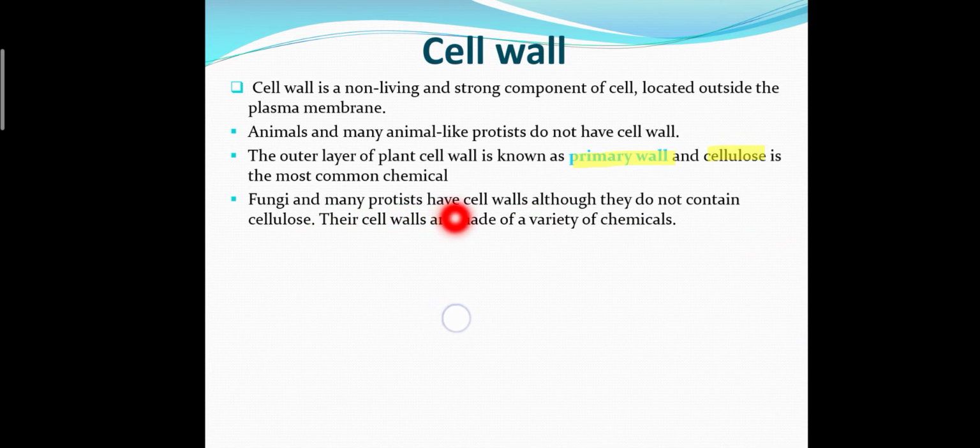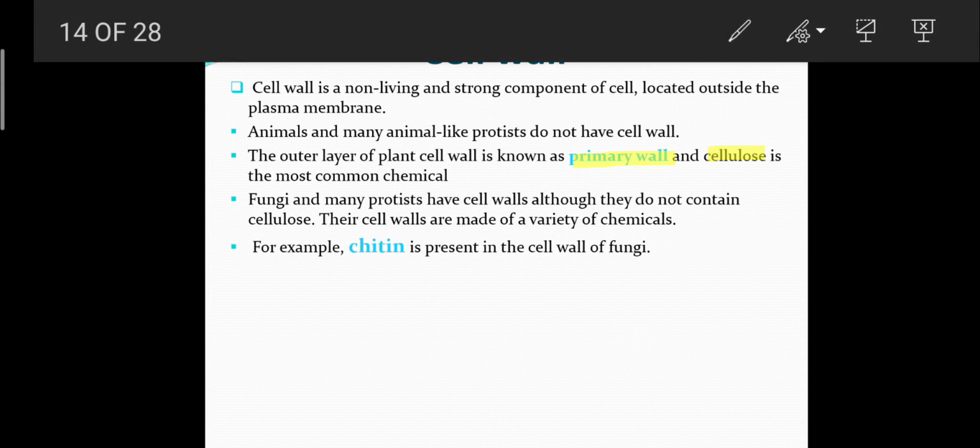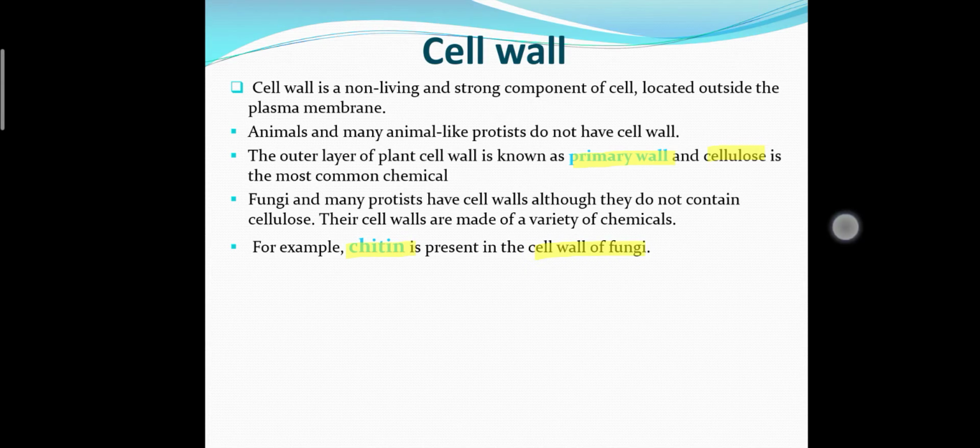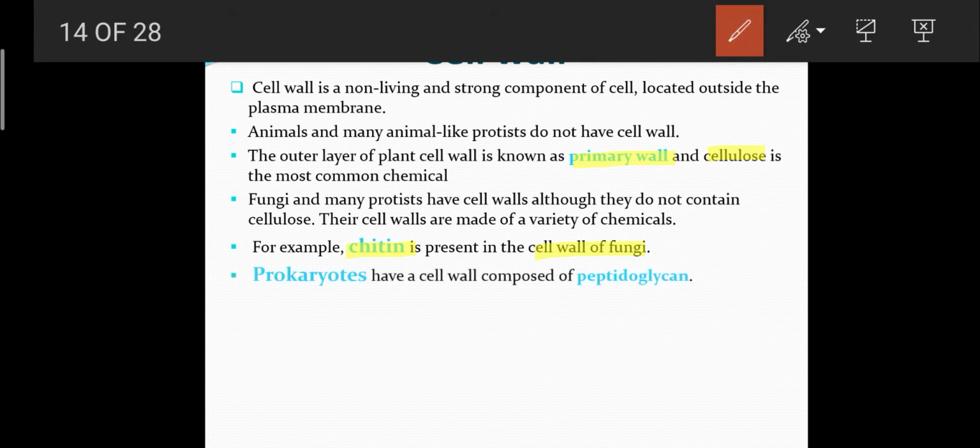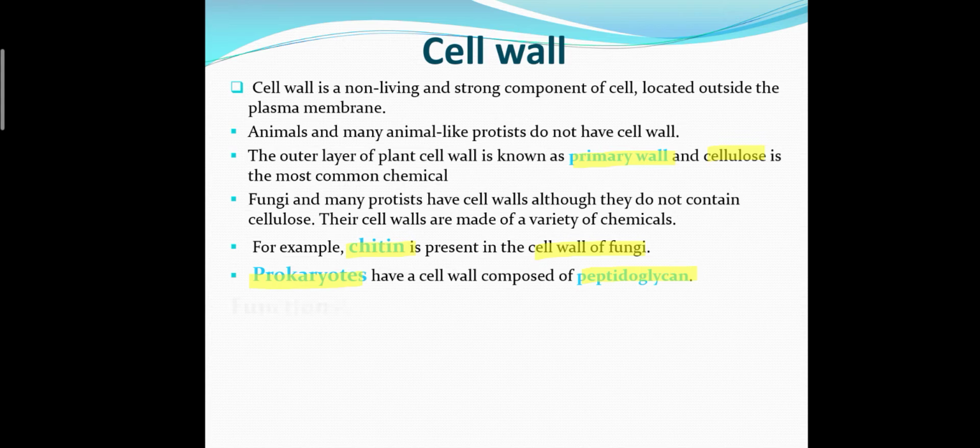Fungi and many protists have a cell wall. Although they do not contain cellulose, their cell walls are made up of a variety of chemicals. For example, chitin is present in the cell wall of fungi, while prokaryotes have a cell wall that is composed of a chemical known as peptidoglycan.